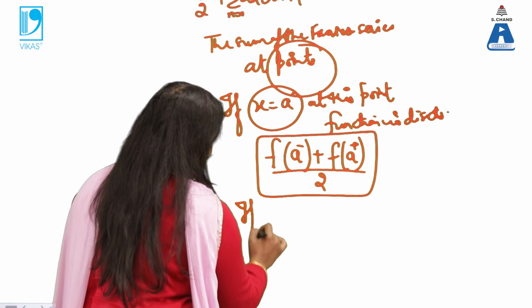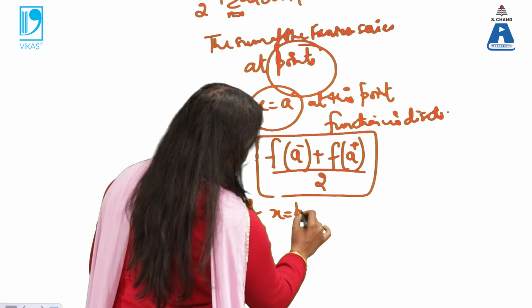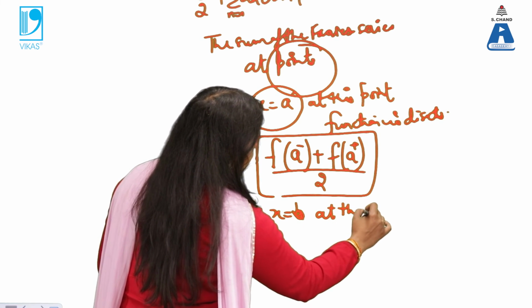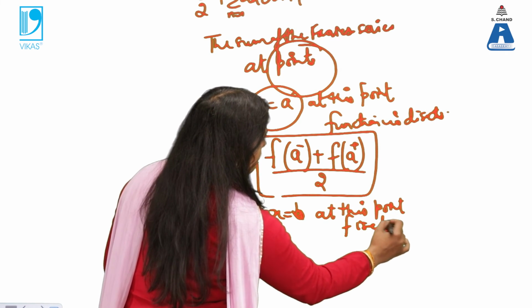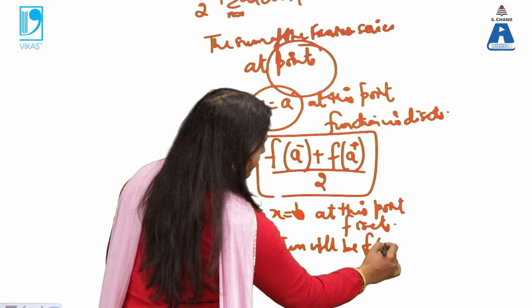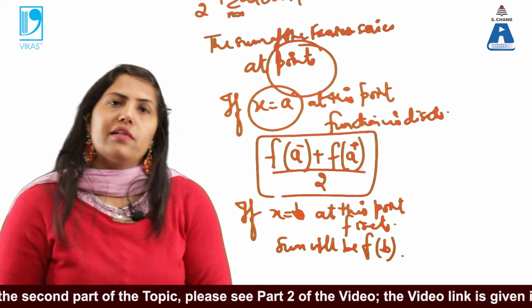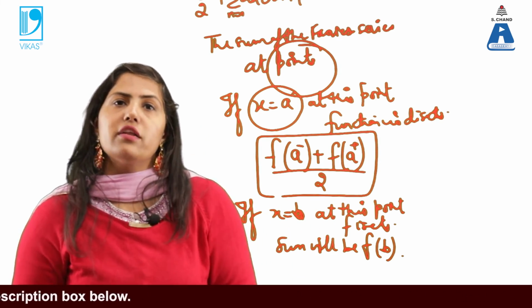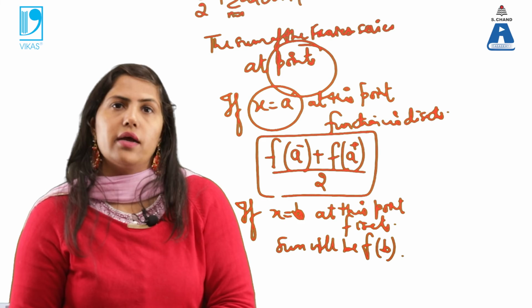If the point, and the point is this, at this point, suppose I am taking this time b, if this is the point and at this point function is continuous, then simply we say the sum will be f(b), because b is the point. Now, in the second part of this lecture, we will be discussing what will be the sum at the corner points, that is plus minus pi, and with the help of the example we will be understanding. So, in the next part, we will be taking that example.